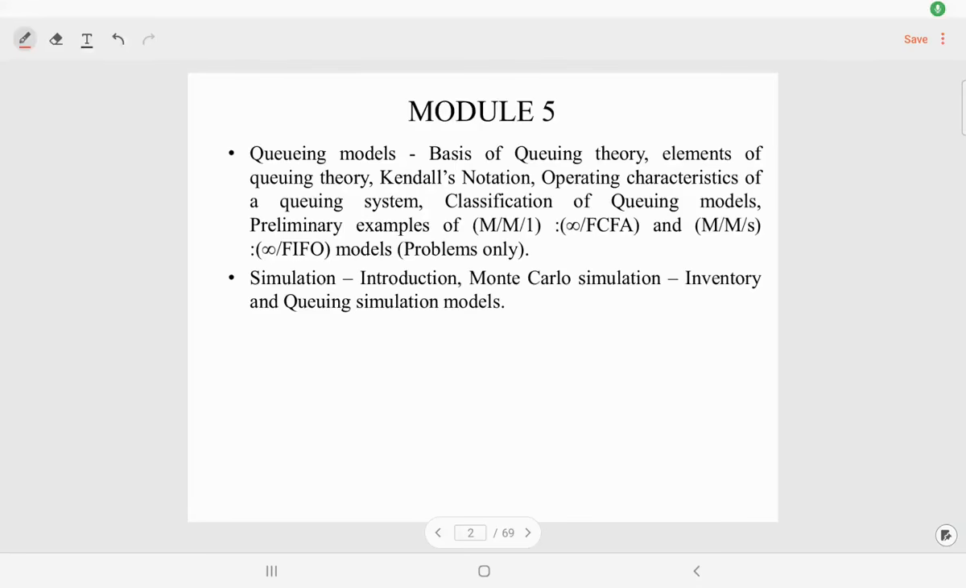In this lecture we will be discussing the multi-server queuing model, which means M/M/S and this first in first out model. So this multi-server problem we are going to do in this particular lecture.